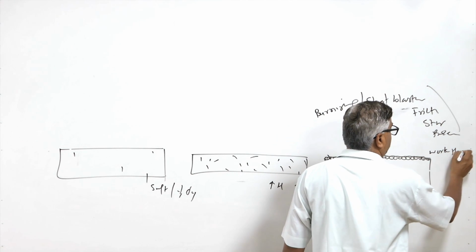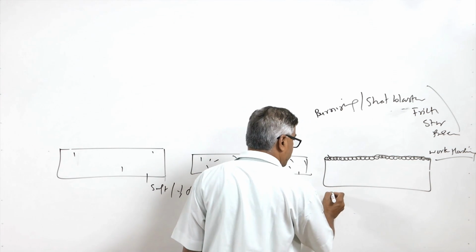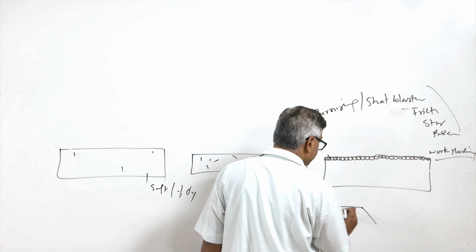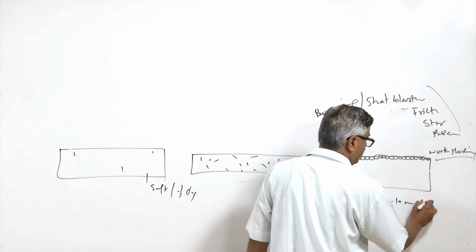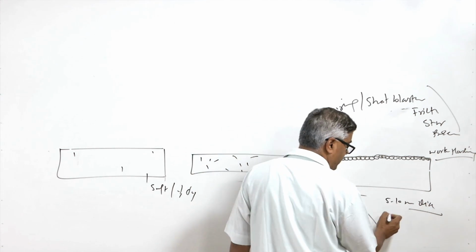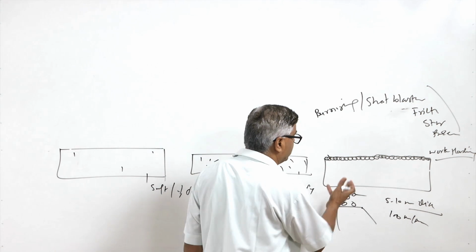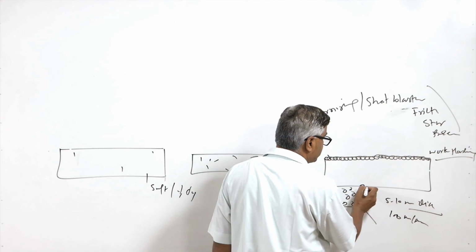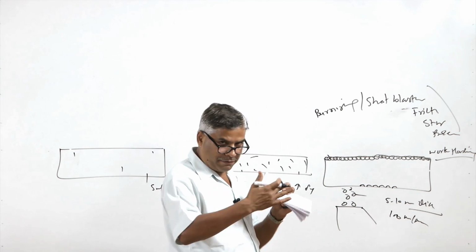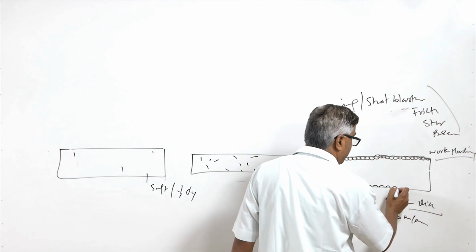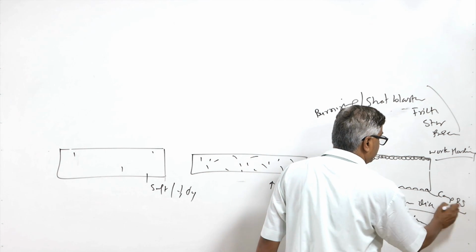This is what happens in the case of FSP, but if it is shot blasting, high speed balls are directed onto the surface, steel balls of 5 to 10 mm diameter moving at 100 meters per second. So, whenever these balls strike the surface, it gets locally deformed plastically, meaning the near surface layers get plastically deformed, and this causes work hardening as well as the development of compressive residual stresses.